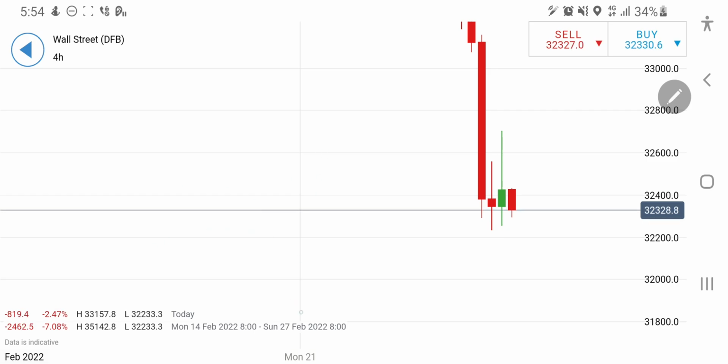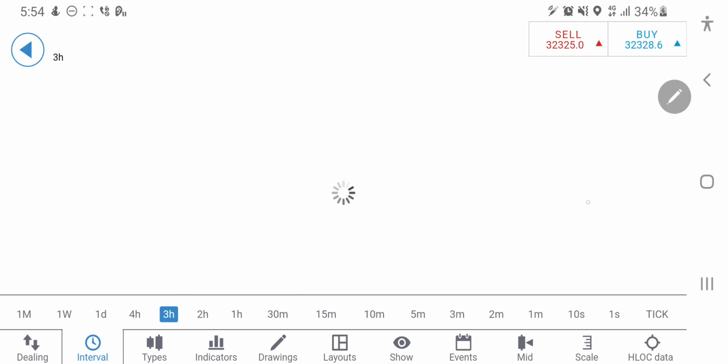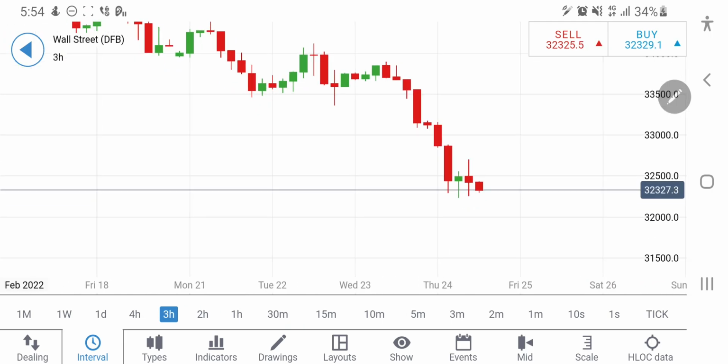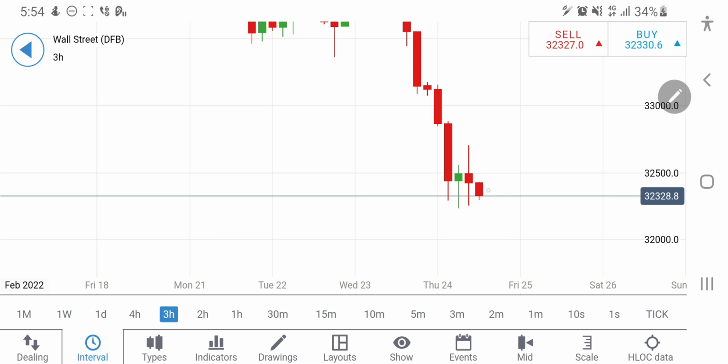Now this is on the 4-hour chart. Let me show you something on the 3-hour charts. On the 3-hour chart, the story is different. On the 3-hour chart, it appears it is trying to hit back again towards 32,100, and once 32,100 is taken, it can drop sharply.